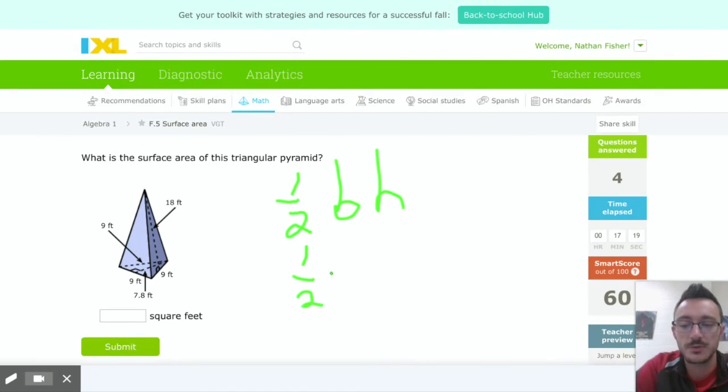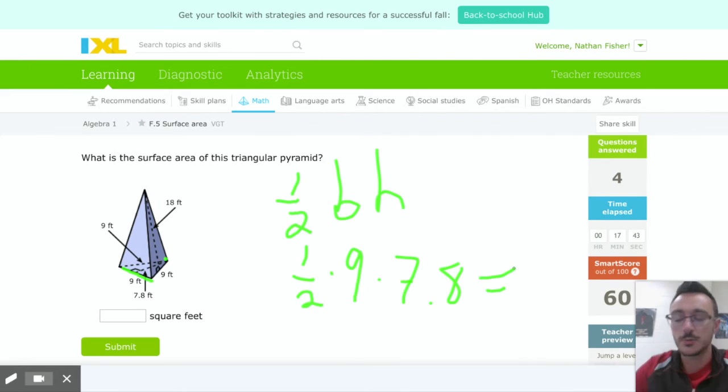1/2 times the base of that bottom. So I think it is counting, this is the base of 9. The reason I'm thinking it's that is because of this right angle it shows you right here, and this dotted line is representing the height of 7.8. And if I multiply that all together, 7.8, I'm going to have 35.1. So that's one side.